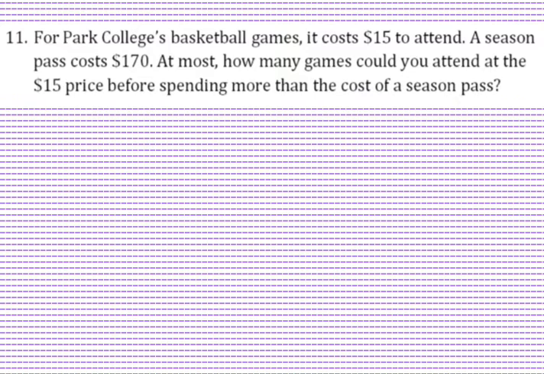For Park College's basketball games, it costs $15 to attend. The season pass costs $170. At most, how many games could you attend at the $15 price before spending more than the cost of the season pass? So if I flip my page over, whenever I see more than, that chart tells me that it means greater than. So I don't want to spend more than the cost of a season pass, which is $170. And I'm going to let x represent the number of games I go to at the cost of $15. So I just need to solve this for x.